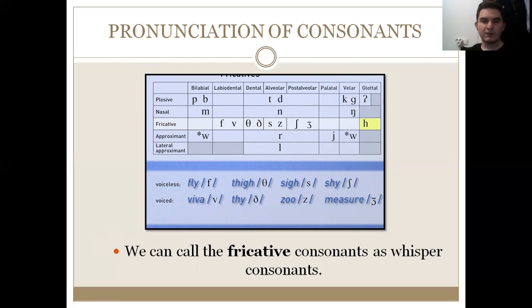So if we were to continue, we would say s as in sigh, z as in zoo, sh as in shy, and zh as in measure. As you can see, highlighted with the yellow background, we also have another sound represented with the h symbol. It's h as in high.